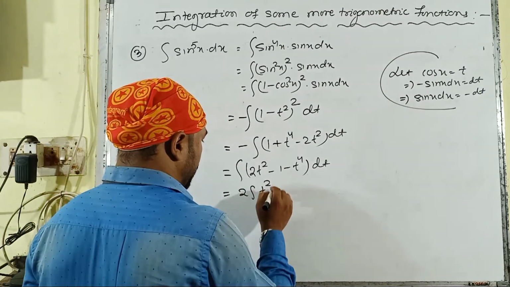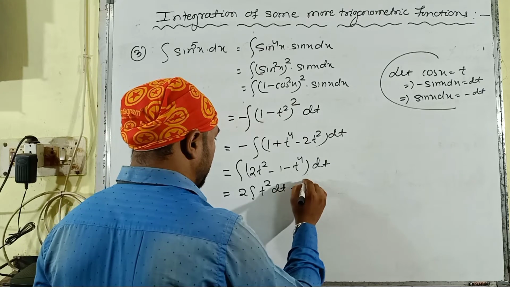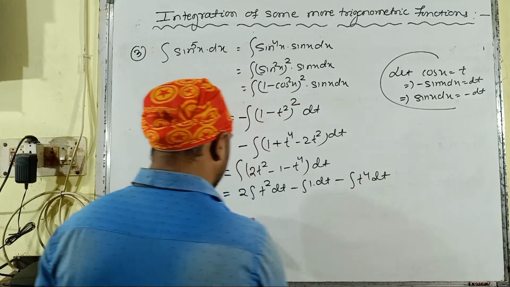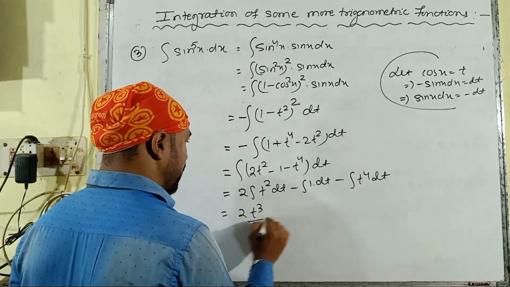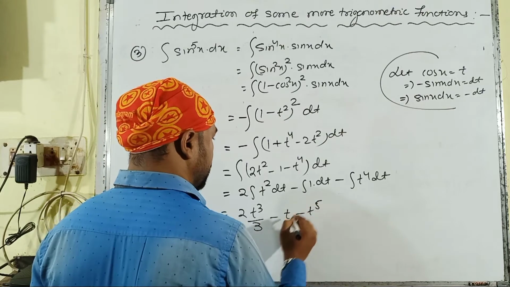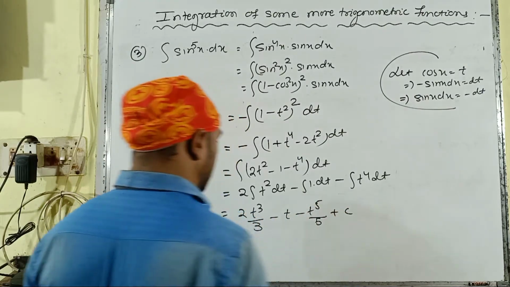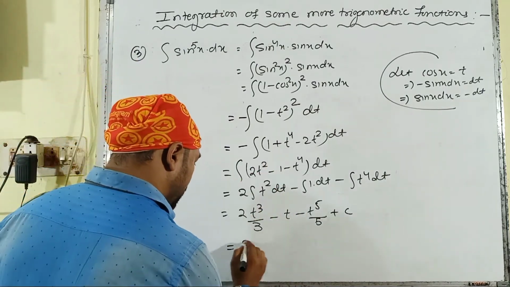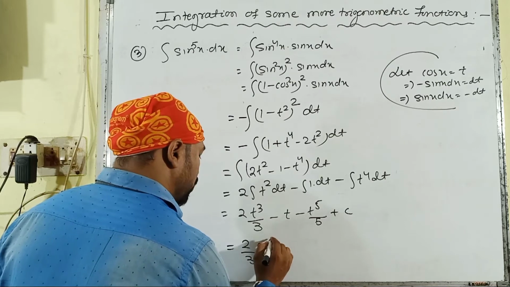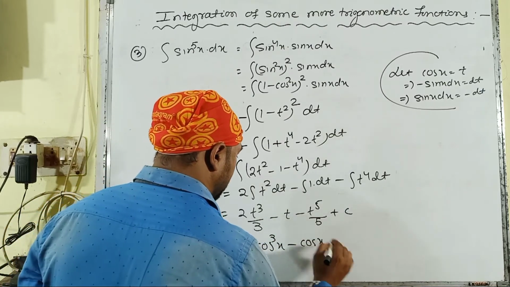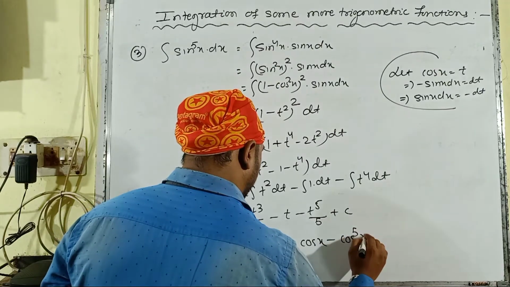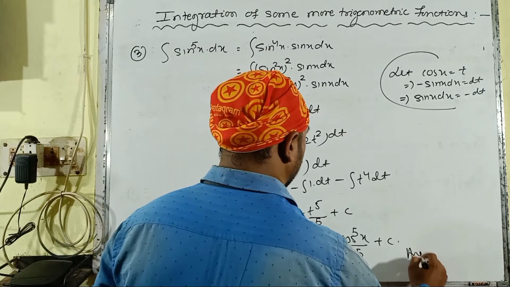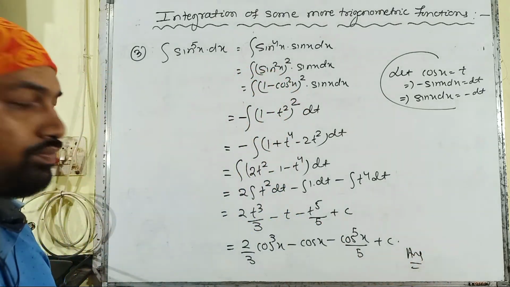Now it is 2 multiplied with integral of t square dt minus integral of 1 dt minus integral of t to the power 4 dt. It will be 2t cube divided by 3 minus t minus t to the power 5 divided by 5 plus any constant c. At last we have to put the values of the substitutions. T here is cos x, so it is 2 by 3 cos cube x minus cos x minus cos to the power 5 x divided by 5 plus any constant c, and this will be the answer for the given problem number 3.